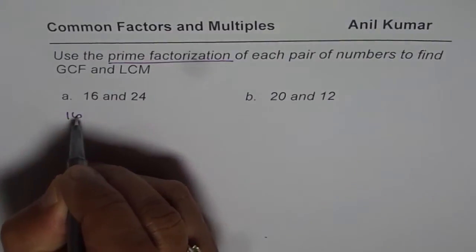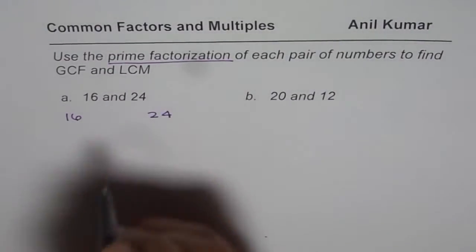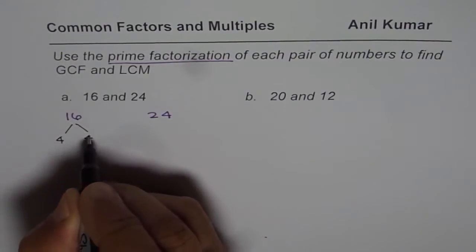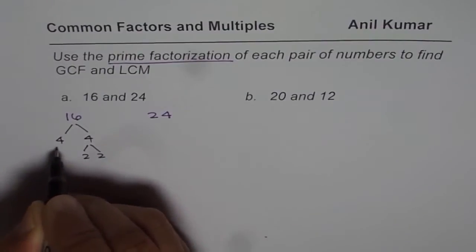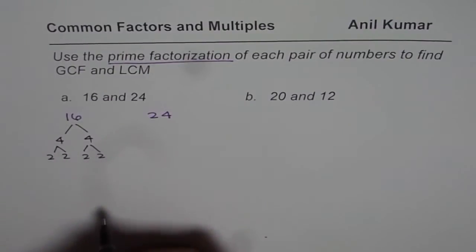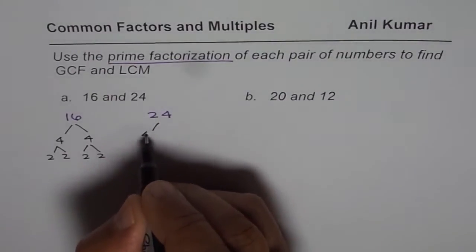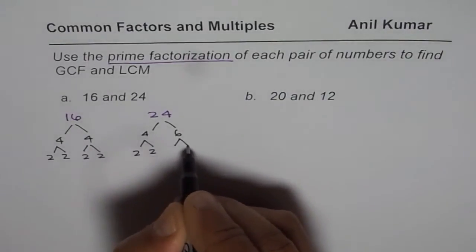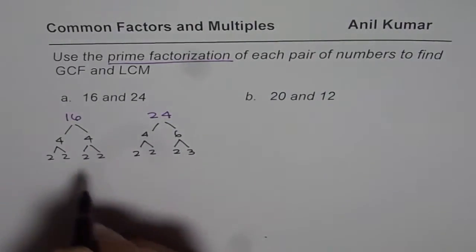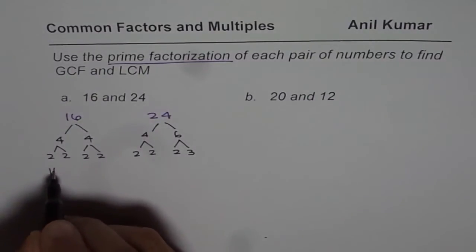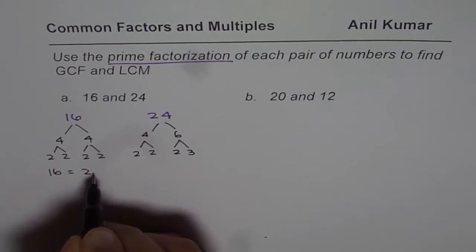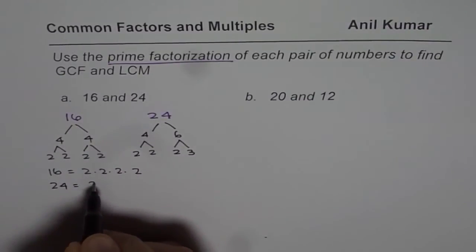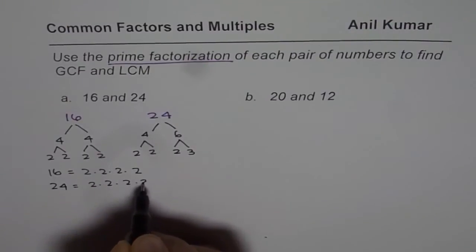So let us do prime factorization for both the numbers 16 and 24. 16 is 4 times 4, and 4 is 2 times 2, 2 times 2. That is how we can do prime factorization of 16. 24 is 4 times 6, and 4 is 2 times 2, 6 is 2 times 3. So that gives us all prime factors. 16 can be written as 2 times 2 times 2 times 2. 24 can be written as 2 times 2 times 2 times 3.